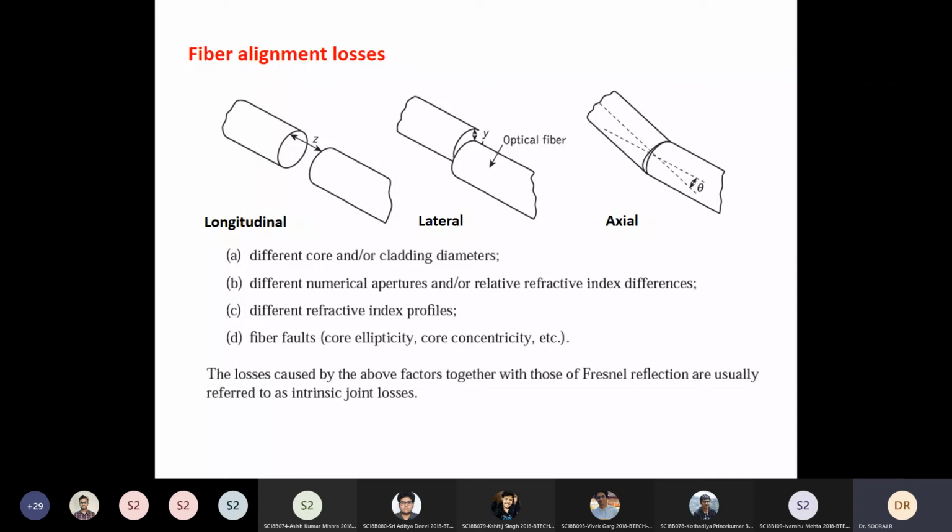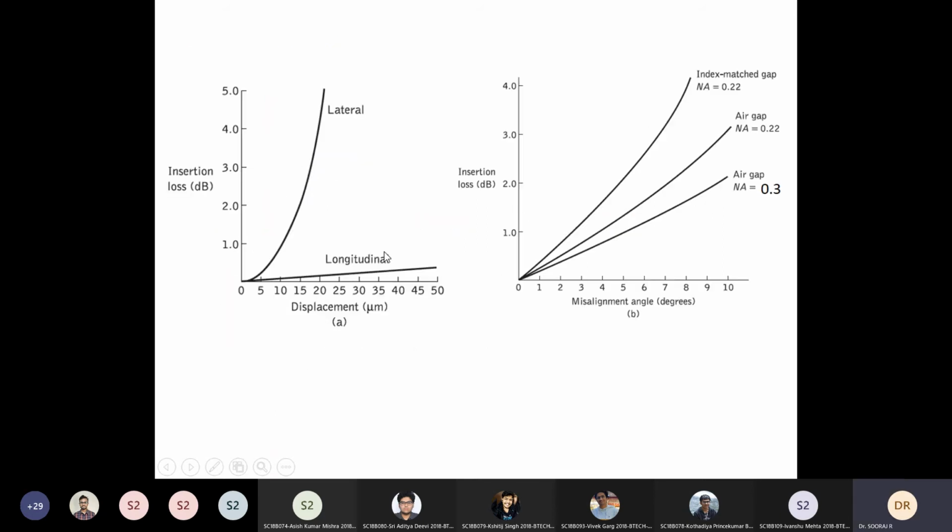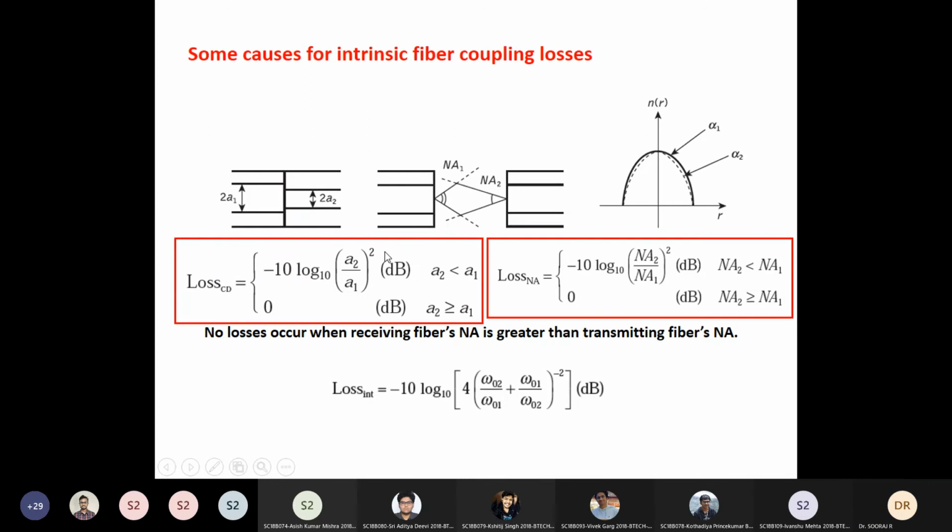You can also have losses when you are joining two optical fibers. Let's say that the core and the cladding diameters are different. That is shown here. Let's say that you are joining two optical fibers, one having a larger diameter, the other a smaller diameter. If the light is launched from left to right, then you are going to have significant loss, which is given by this expression, where A1 and A2 are the radii of these two optical fibers.